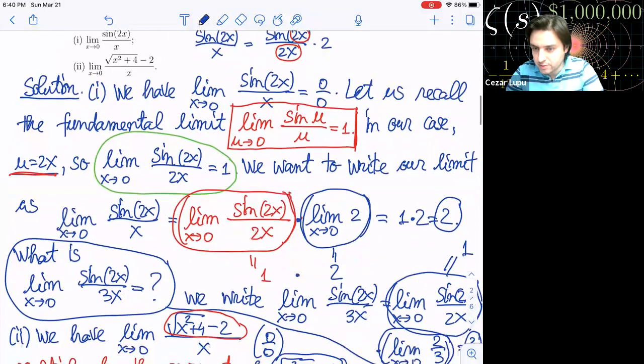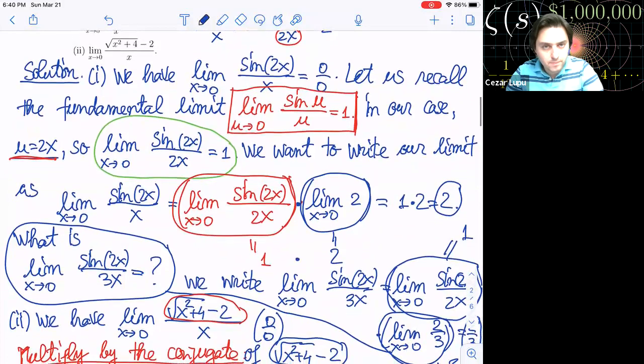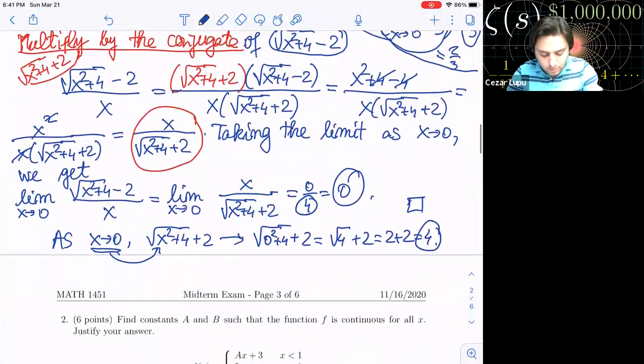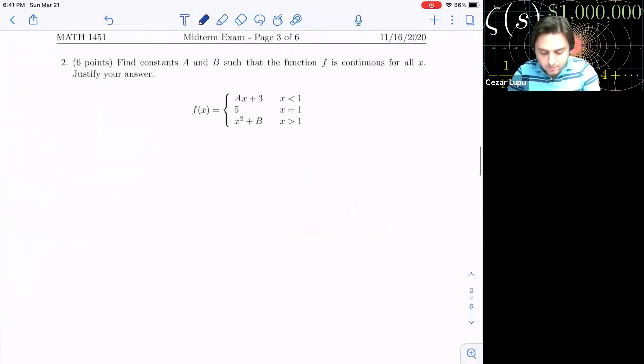Let's see, any other questions? Okay. If there are no other questions, this is how one will look like. Let me show you number 2 then. Let's move to number 2.